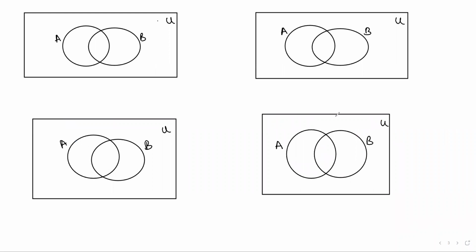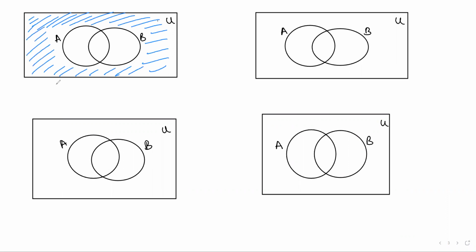Next, let's say we shade this particular region. The outside region, where we are considering all the elements which are not present in either of the two sets A and B. That means we are taking the complement of A union B. This means A union B, its complement, because U minus this region. When we are shading a region, it means that we are considering all the elements present in that particular region.